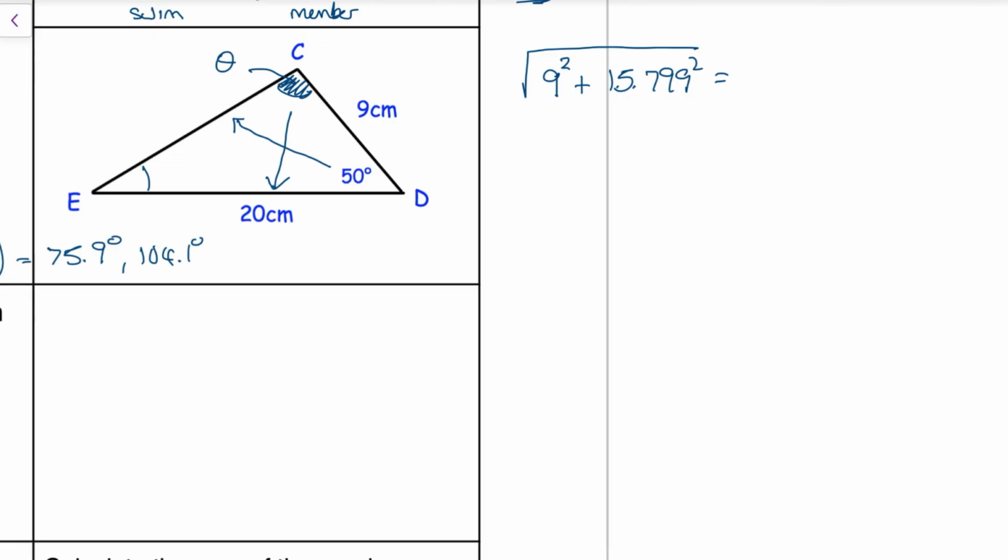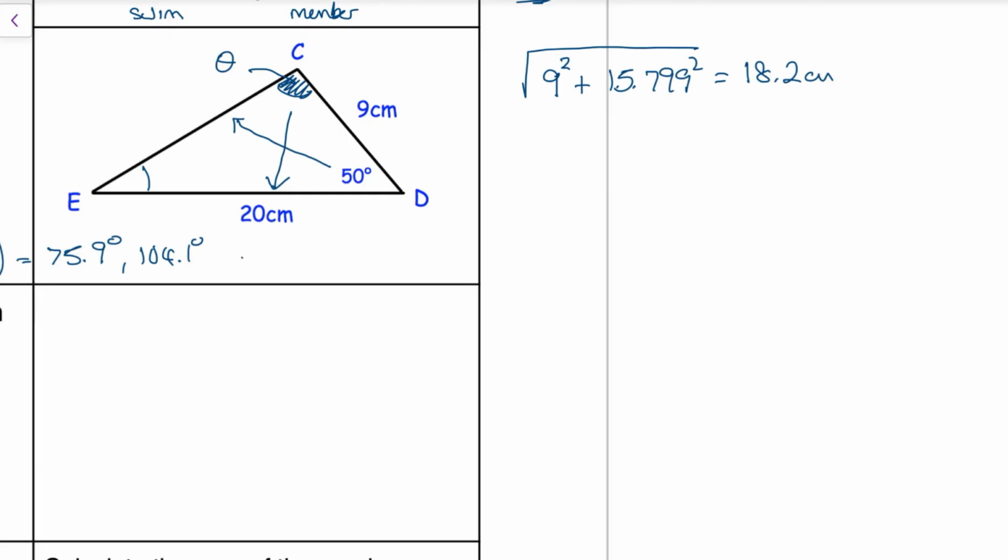So let's do 9 squared plus 15.799 squared, all square rooted. That tells me it's 18.1 or 18.2. And because 18.2 is less than 20, if you think about it, I'm going to need this angle to be bigger to make my opposite side bigger.